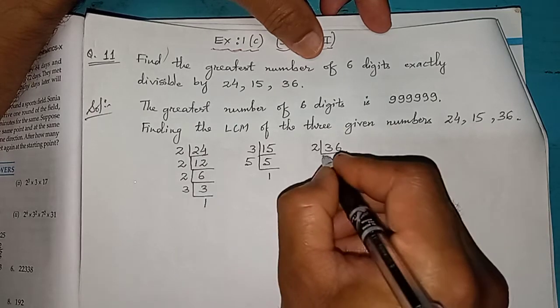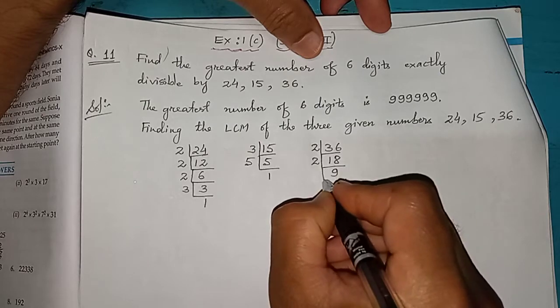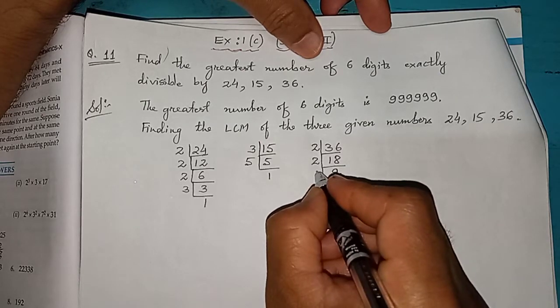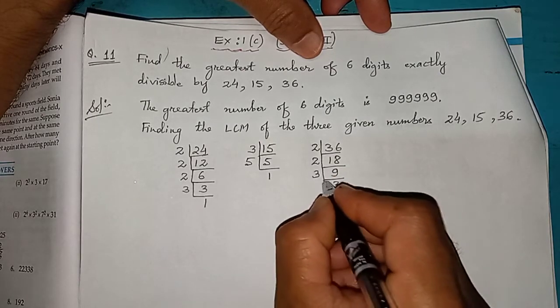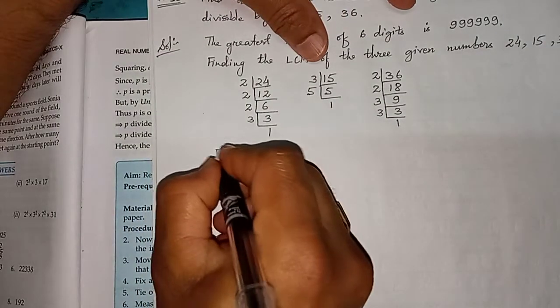2 eighteens are 36. 18 is an even number again, so 2 nines are 18, we can divide by 2. Now 9 is an odd number, so we can't divide by 2; we should divide by 3. 3 threes are 9, and 3 is a prime number, 3 ones are 3. So now we'll write the prime factorizations.